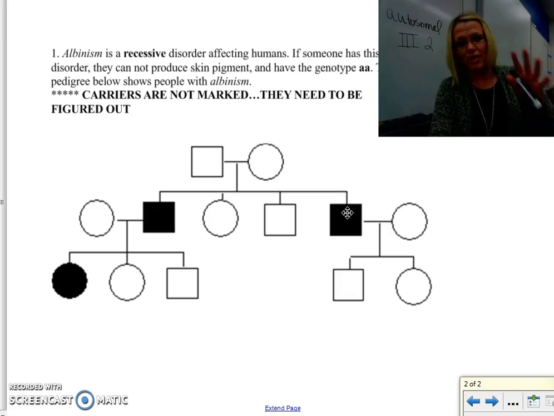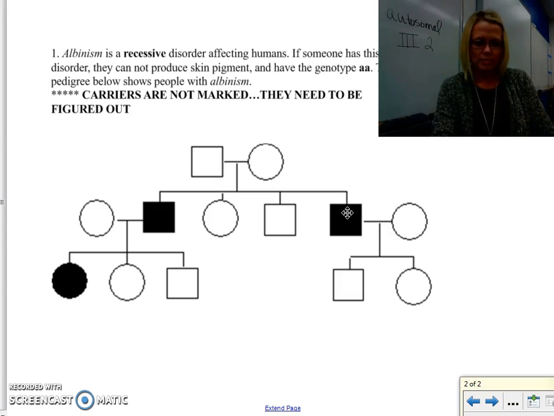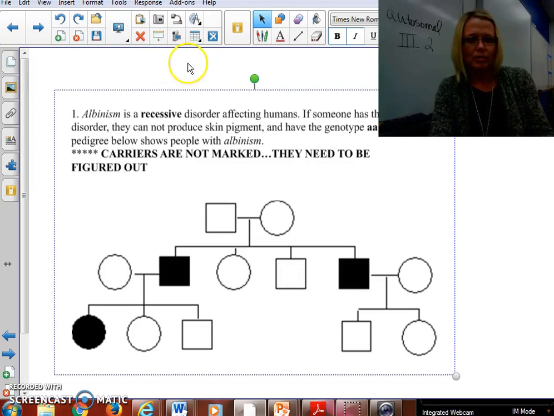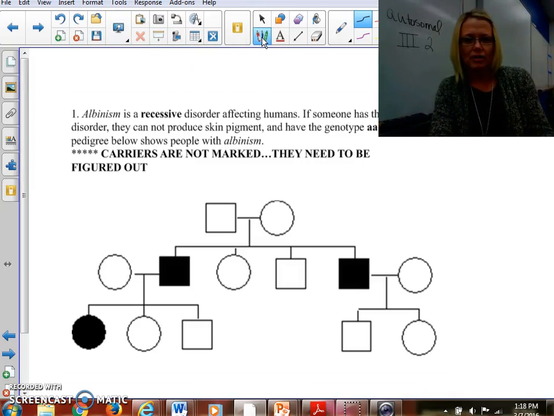And then you can always figure that out by doing Punnett squares or problem solving. So here's how we problem solve. You kind of work your way backwards through pedigrees. So we're going to start with what we do know. We do know that, let me grab a marker here so I can write.